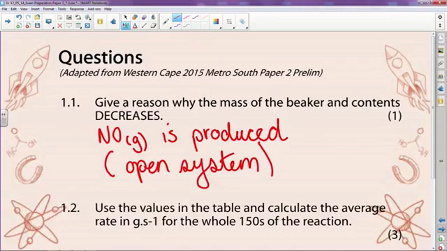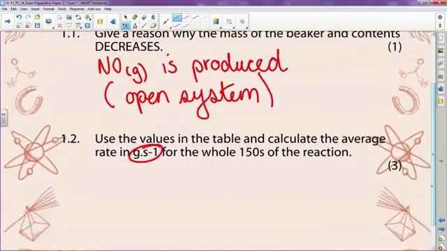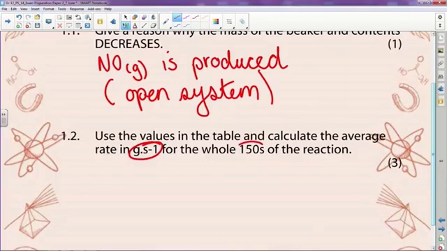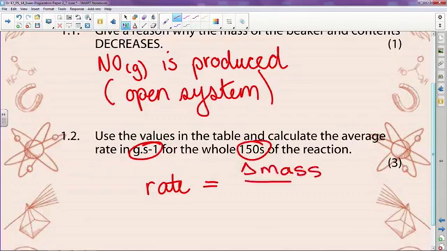Now they say to us, use the values in the table and calculate the average rates in grams per second, that should be superscript, for the whole 150 seconds. Now, we want average rate, so we're going to go, well, I want a rate. And remember, we define rates as the change in concentration of either the reactants or the products per unit time. So we've got to now look at what this rate is, and we're going to do the rate at which the gas is produced. So that means I'm going to go the change in the mass divided by the change in time.